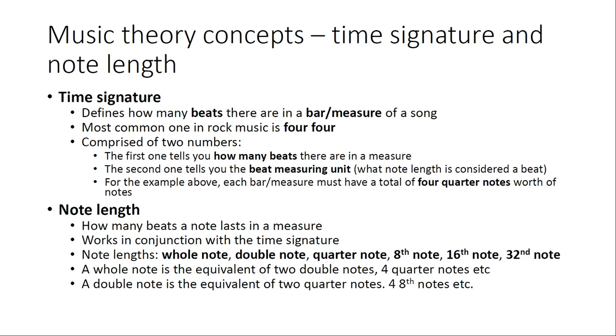For a 4/4 time signature, that can be interpreted as each bar or measure having a total of 4 quarter notes worth of notes, because you don't have to have exactly 4 quarter notes per bar. Speaking of quarter notes, that is actually one of the note lengths, and a note length determines how many beats a note lasts in a measure. The most common note lengths are a whole note, which lasts 4 beats, 4 quarter notes in a 4/4 time signature, a half note which lasts 2 beats, a quarter note, eighth note, and so on. As you can see, a whole note is the equivalent of 2 half notes, 4 quarter notes, etc. Basically, it's the power of 2.